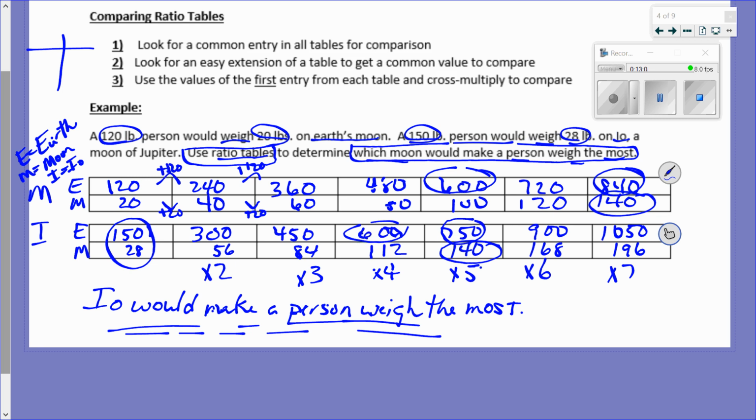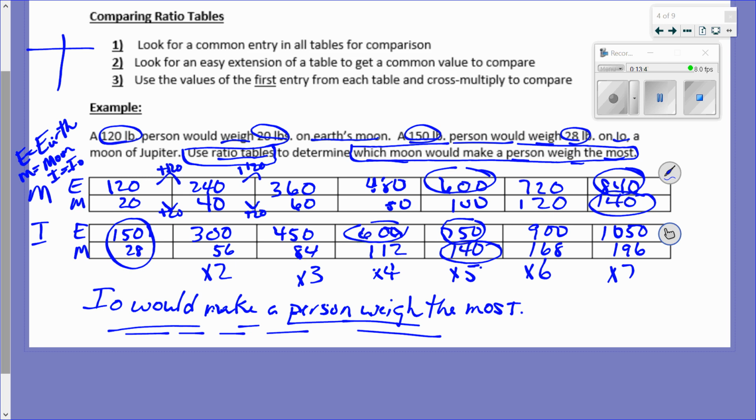How'd you get that? Isn't 750 smaller than 840? Yeah, it is. So then why are you saying Io? Go ahead. Peng? So earth weight would be 140, right? And that means just multiplied by 4. Well, the top one is multiplied by 6. So we multiplied it by a smaller number. So I will make it heavier.